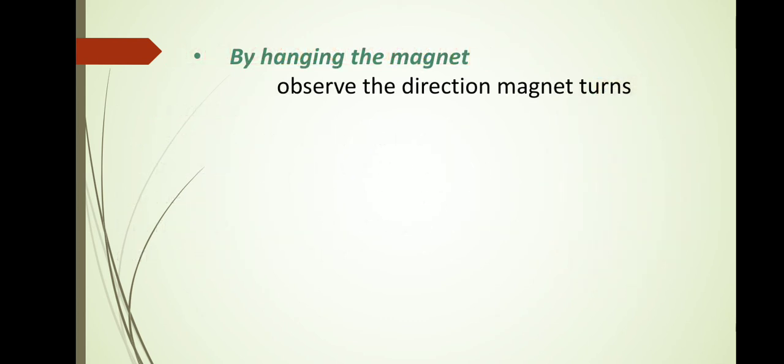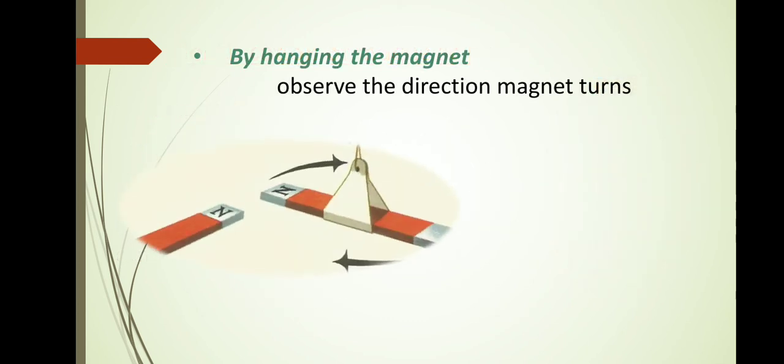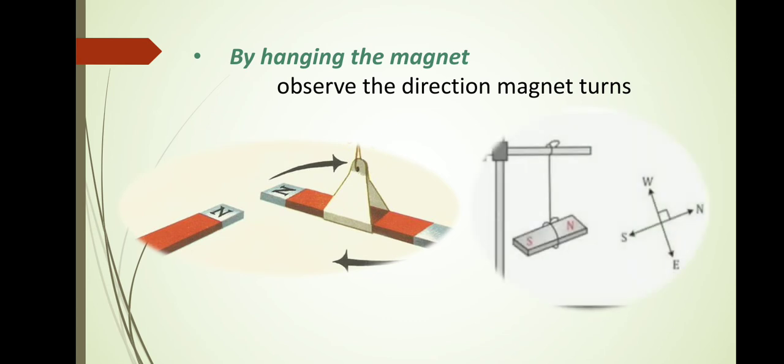Now by hanging the magnet. Here this is the method we are going to do. Hang the unlabeled magnet and always the north pole will be towards the north direction and the south pole will be always toward the south direction. So you can easily identify the north pole and the south pole.